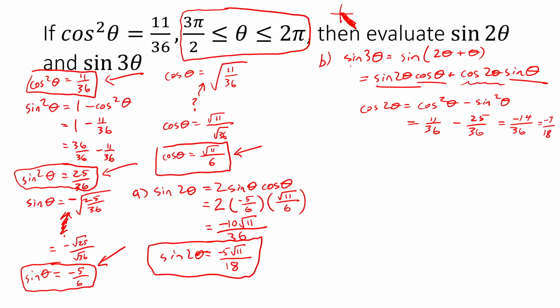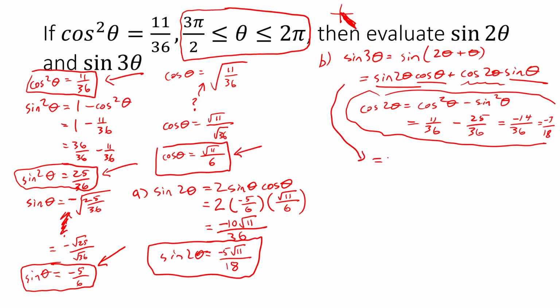So now we can go back, think of this as an aside, and we can go back and continue our answer. This is equal to negative 5 root 11 over 18, because that's what sine 2 theta equals. I'm carrying on from this line right here. Negative 5 root 11 over 18. The cos of theta is root 11 over 6. The cos of 2 theta is negative 7 over 18. And the sine of theta is equal to negative 5 over 6.